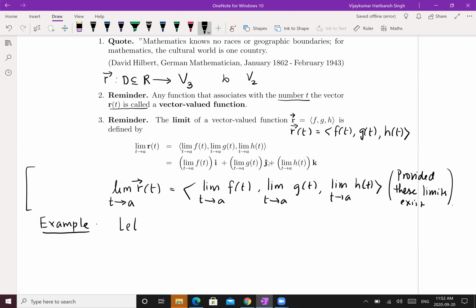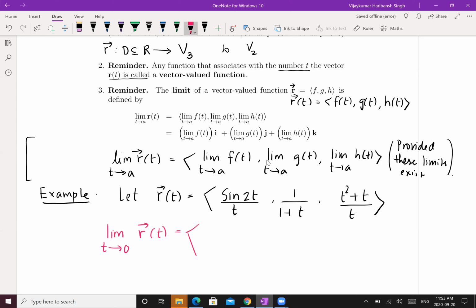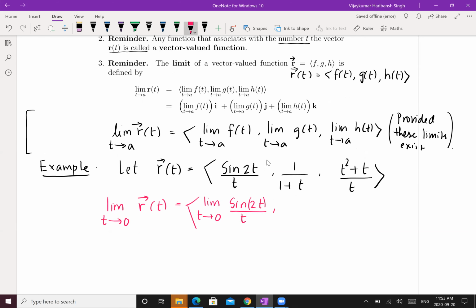Let R of t be sine 2t by t, 1 plus t, and t squared plus t by t, and let's compute the limit as t goes to 0 of R of t. By definition, this is going to be the limit as t goes to 0 of sine 2t by t, the limit as t goes to 0 of 1 plus t, and the limit as t goes to 0 of t squared plus t by t.